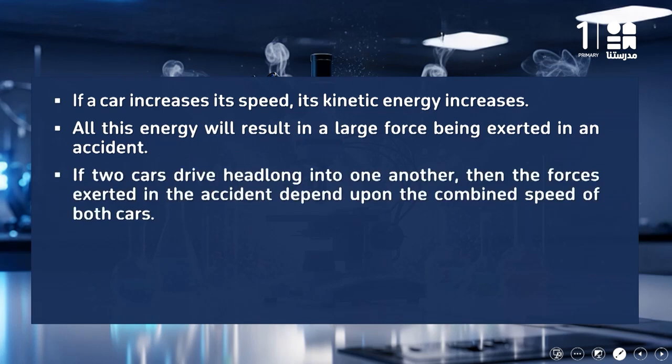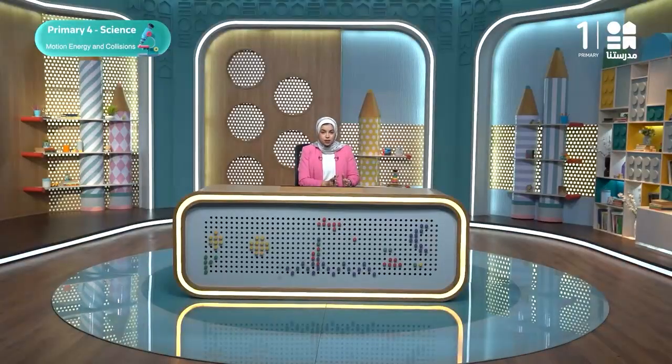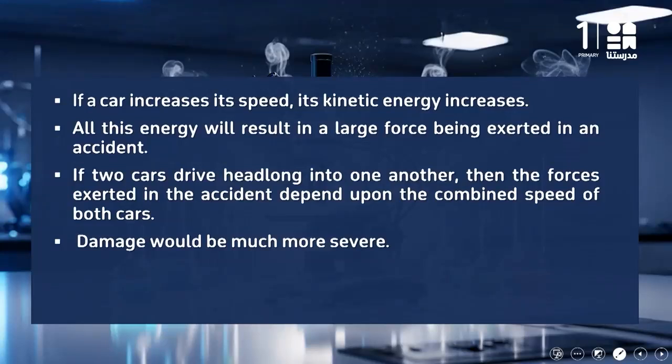So if two cars drive headlong into one another, then the forces exerted in the accident depend on the combined speed of both cars. What does it mean? If I have two vehicles, two cars, or one truck and one car collided together, each one has a different speed. The force exerted after collision will depend on both speeds, the speed of the truck and the speed of the car. So the damage would be much more severe.